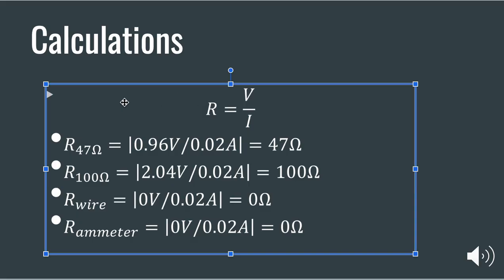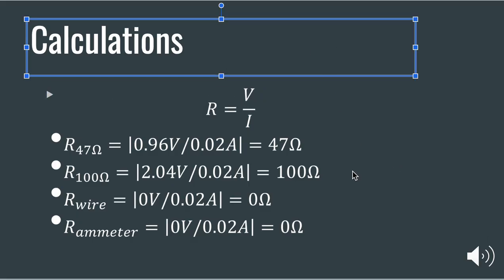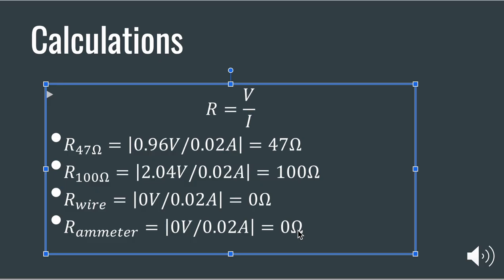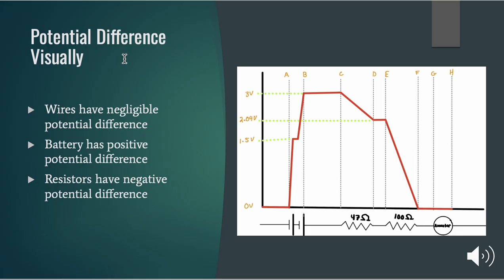Here are some calculations, as we see, that were needed. Potential differences visually. So here's where we plotted our data. Wires have negligible potential differences. Batteries have positive potential differences. Resistors have negative potential differences. Here we have our graph as seen and drawn in, with main Y values at 1.5, 2.04, and 3 volts. And as you see, we have the letters labeled for each part of the circuit.